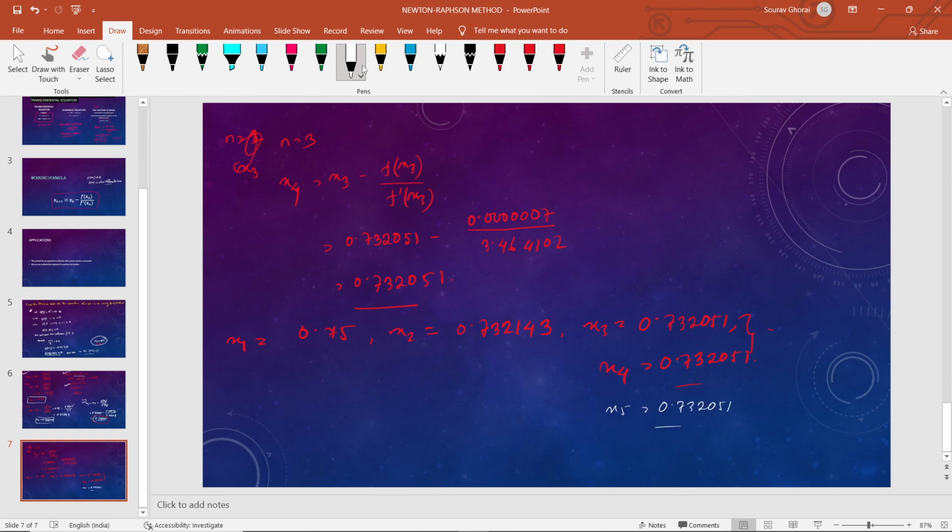So now we can say that the root of the given equation lying between 0 and 1 is 0.732051. So I hope you understand.